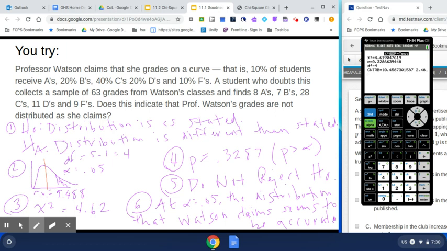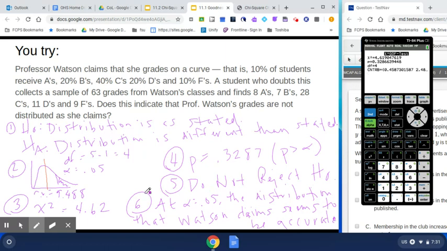The chi-squared test statistic comes out to 4.62. We can see I used the calculator function to find that. Step number 4, the p-value is 0.3287. That p-value is bigger than 0.05, so it is not low, so we do not reject the H0. And the summary statement, at alpha equal to 0.05, the distribution that Watson claims does seem to be accurate. So there's not enough evidence to dispute the distribution that she's claiming with her grades.